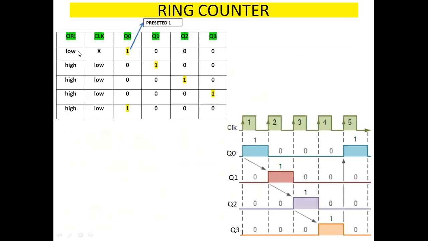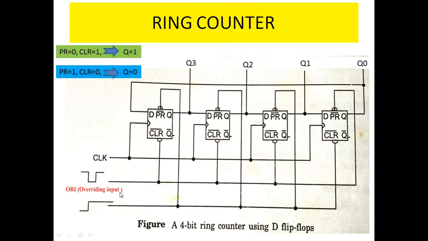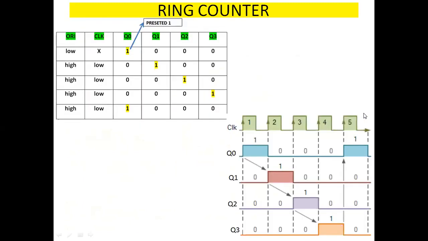Whatever the condition of the clock pulse, ORI means overriding input. Whatever inputs are there here, it will override, because of that it is written as ORI, and here it will be given as 1. So the Q0 data will be 1. After application of a clock pulse, Q1 will be 1, all others 0. After the next clock pulse, Q2 will be 1, and after the next clock pulse, Q3 will be 1. Again it will repeat if we apply the clock pulse, and Q0 is 1. So this is the timing diagram for the ring counter. The 1 will be shifted by 1 bit, so after applying the fourth clock pulse, again it will be 1.